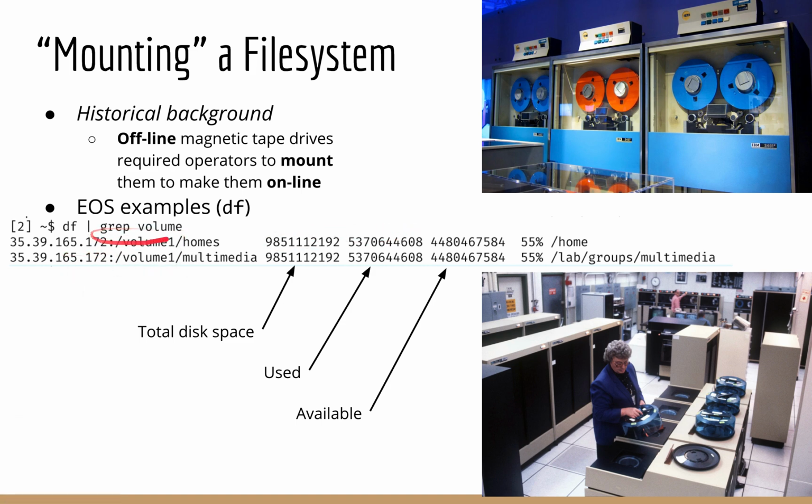So in this page, you see the actual output from our EOS machine. From the output of df on this page, you can actually see that the home directory of all users is mounted from a remote location, and the IP address of that server is here. And the other subdirectory mounted from the same server is the lab groups multimedia. And you see numbers from the output. So the first number is the total disk space on that partition, and the second number is how many bytes are used, and then the third number is the number of bytes available for users to use.